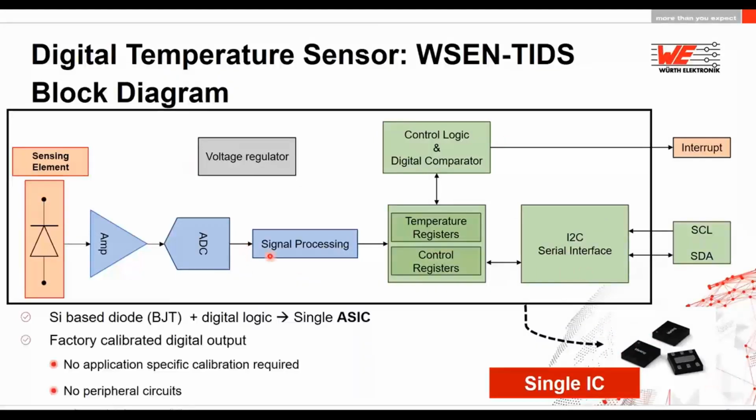This whole sensor is fully factory calibrated, so no application-specific calibration is required from the user side. On the other hand, you also don't need any peripheral circuits that you usually need for some of the analog sensors, for example, a separate amplifier, separate digital converter, or some filters. Here, that requirement is not needed, and that makes your end application circuit design much simpler.